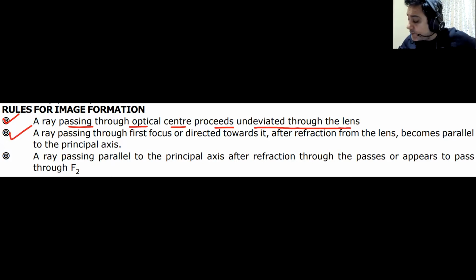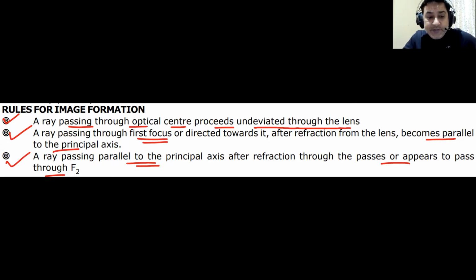A ray of light which passes through the first focus will become parallel after refraction. Do we understand this? Yes, sir. A ray of light which is parallel to the principal axis will pass through the second focus. Yes or no? Yes, sir. These are the 3 rules which we'll be using to draw the ray diagrams. I'll give you a minute to note these things down.